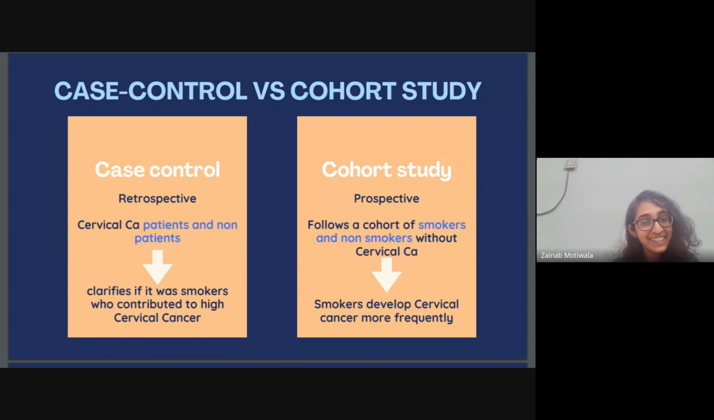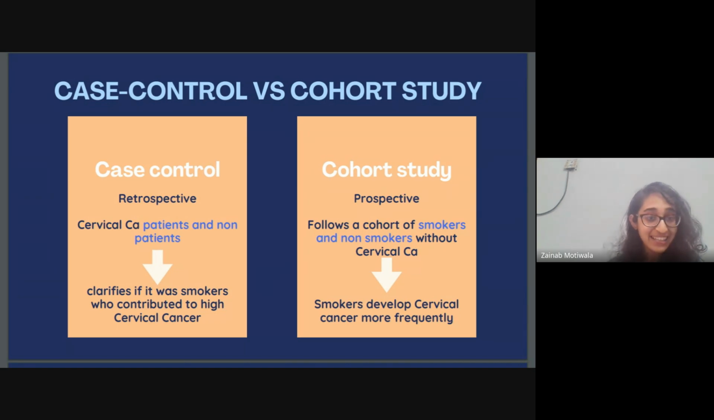It's so nice to see that a lot of you have voted. A lot of people have voted that usually a retrospective is a case control, which is wonderful. A case control, as I mentioned, is retrospective because we're starting with diseases and we're looking at exposure in the past. So wonderful.